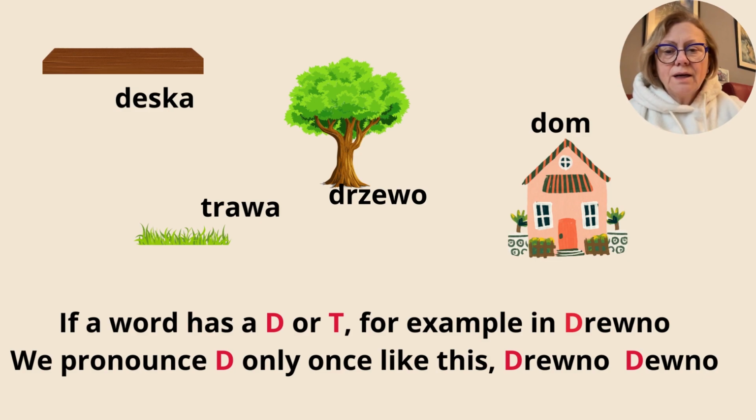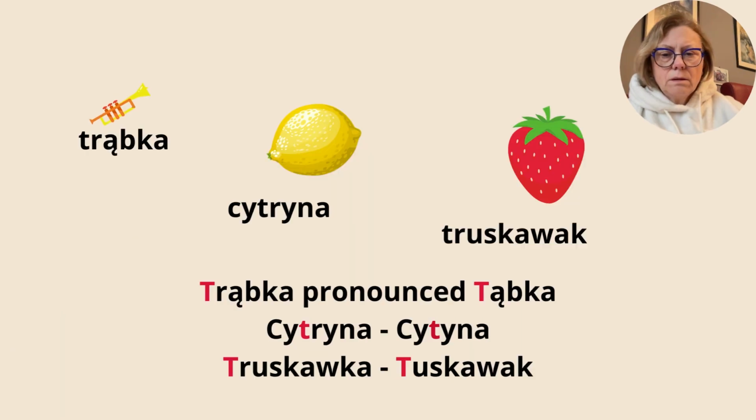If a word has a D or T, for example in drewno, we pronounce D only once, like this, drewno, dewno. Trąbka, pronounced tąbka. Cytryna, pronounced cytyna. Truskawka, pronounced truskawka.